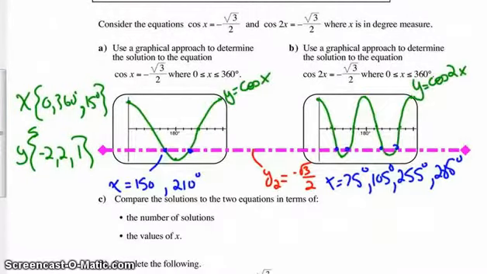So if you graph y equals cosine in green, and you graph y equals minus root 3 over 2, and you look at the intersections, you can see that the first graph has solutions of 150 and 210. And we could have done that algebraically as well. What difference does it make if you throw a 2 into the cosine? Well, we know from our graphing that that's a horizontal stretch by a factor of a half. And so as you can see, our wave occurs twice as fast, and we get answers of 75, 105, 255, and 285.